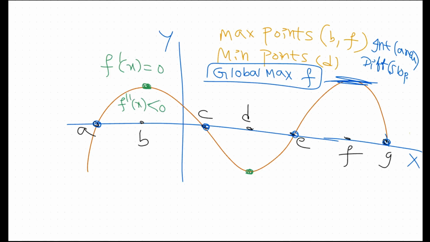Here f dash will be 0. Correct or not? f double dash will be greater than 0. Write down this point. At the other point, f dash will be 0. f double dash will be less than 0. Easy, correct or not?